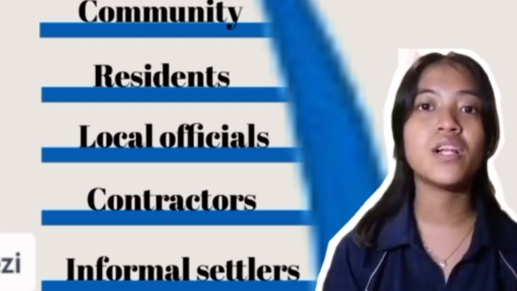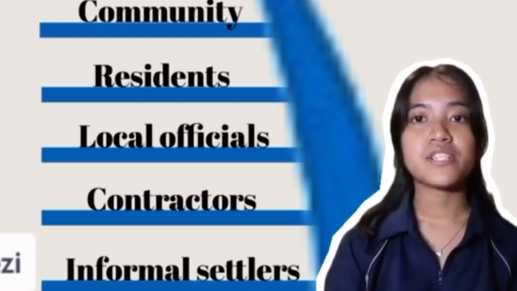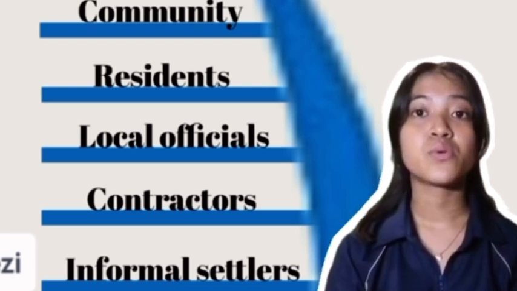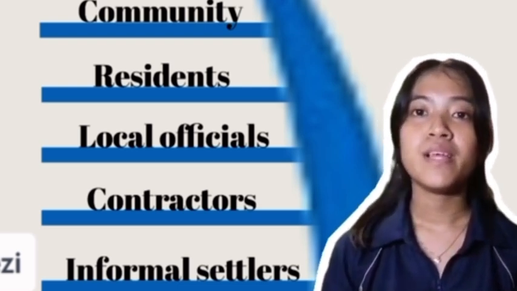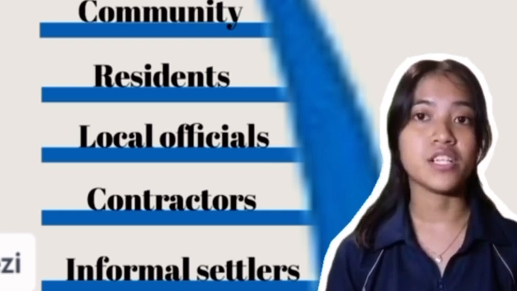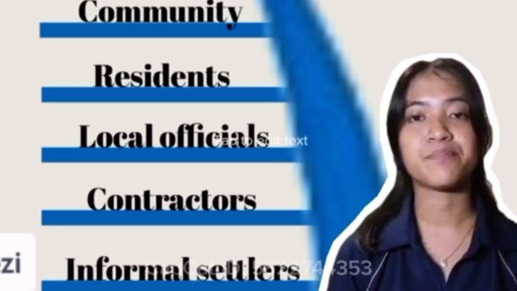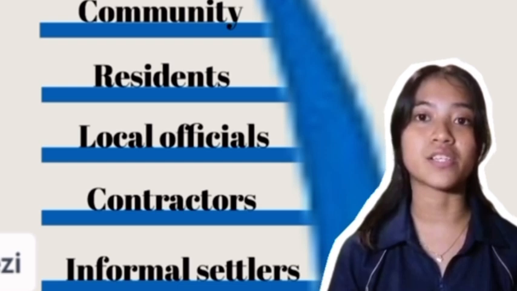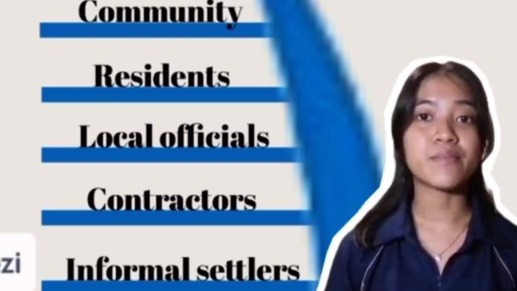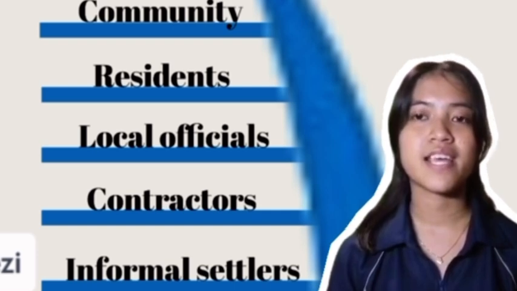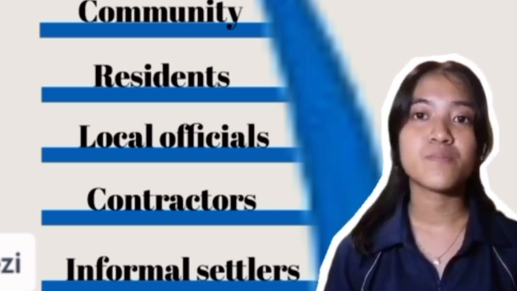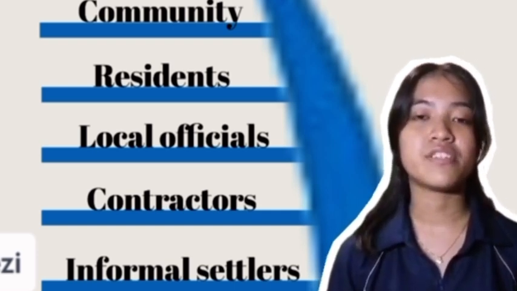Next, we have local officials. Local officials may not strictly enforce rules or flood prevention programs. Because of this, problems in waste disposal and drainage are not solved quickly. Next, we have contractors. Contractors sometimes use poor quality materials in drainage and flood projects. As a result, the structures become weak and easily damaged.